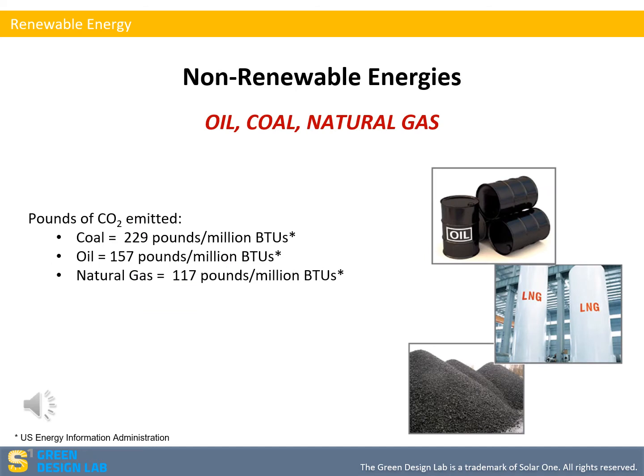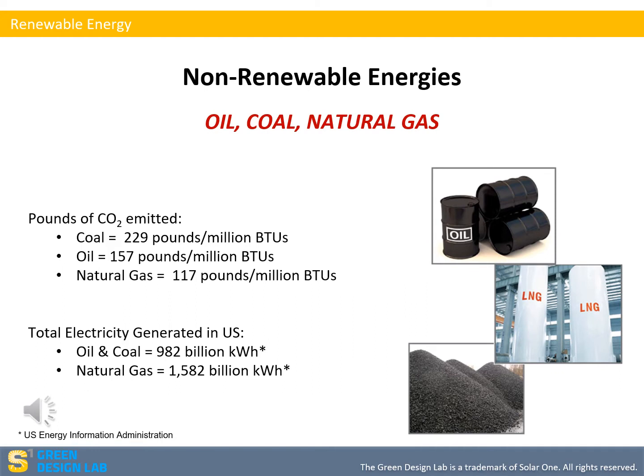Extracting, processing, distributing, and burning fossil fuels have negative consequences to human and environmental health. Such consequences include emitting large amounts of greenhouse gases into the atmosphere. Coal can produce up to 229 pounds of carbon dioxide per million British thermal units. Petroleum or oil can produce 157 pounds of carbon dioxide per million British thermal units. And natural gas can produce 117 pounds of carbon dioxide per million British thermal units.